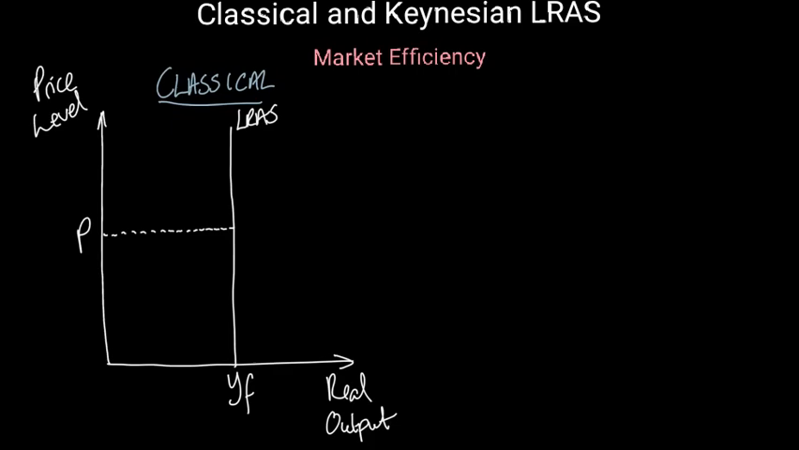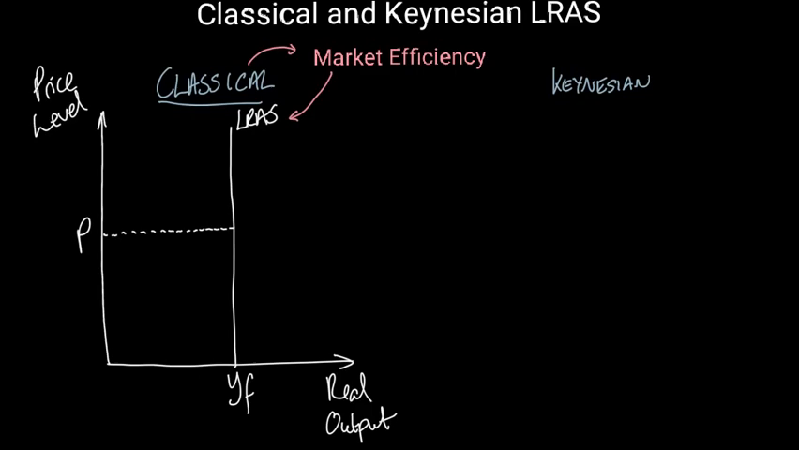So these three ideas are linked. A classical economist believes in market efficiency, and if you believe in market efficiency, then you have to draw your long-run aggregate supply curve like that. Now, Keynesian economists, on the other hand, don't believe in perfect market efficiency.